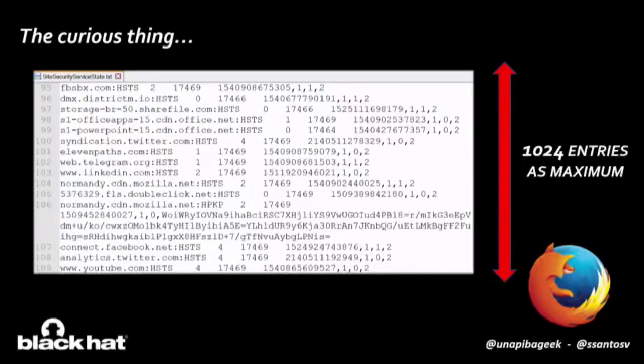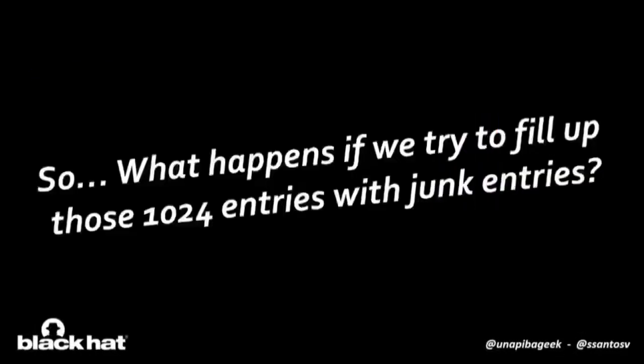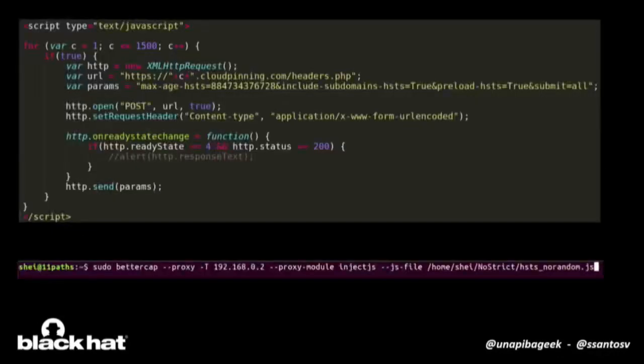What is the curious thing about Firefox? The very curious thing is that the maximum quantity of HSTS and HPKP entries that Firefox saves is 1024. It is explained in the Firefox source code. And it should be noted that a domain that uses both protocols will occupy 2 entries in the text file. So the question is, what happens if we try to fill up those 1024 entries with junk entries? We assume that the entries will begin to be overwritten.